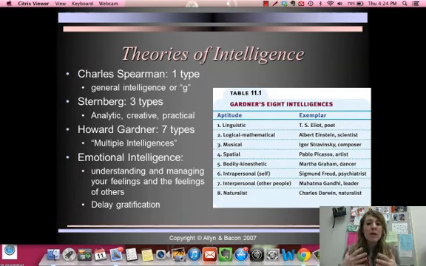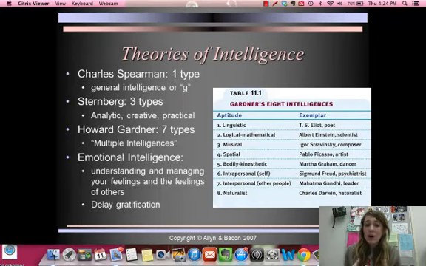Gardner just thought that people could have higher aptitude in one area over the other. So some people are really good at music, but maybe not so good with relating to other people. Or they're really good with reading, but not so great with math. So that's what he would say.